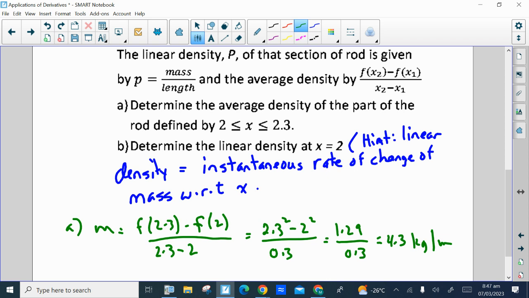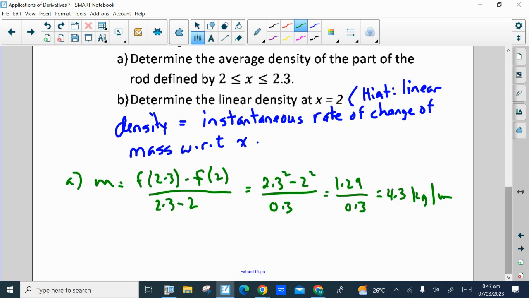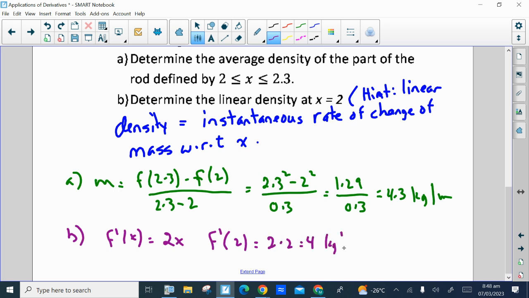And then part B says find the instantaneous rate of change, which will be the derivative, f prime x. F at x equals x squared, so f prime x will be 2x. And so now we want to find f prime at 2, which will be 2 times 2, or 4 kilograms per meter.